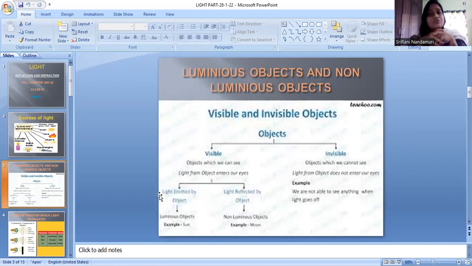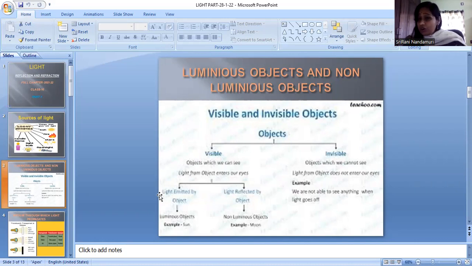In the previous class, we introduced what are luminous objects and what are non-luminous objects. So based upon the sources of light, objects can be categorized into two ways. One is luminous objects and the other is non-luminous objects. These in turn can be called visible and invisible objects. Right? So what are these luminous objects?